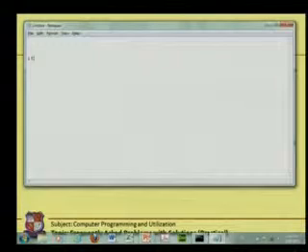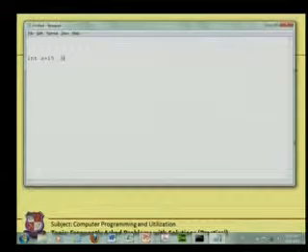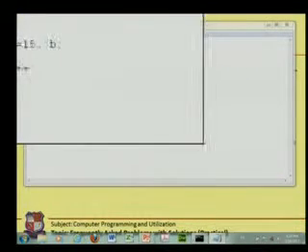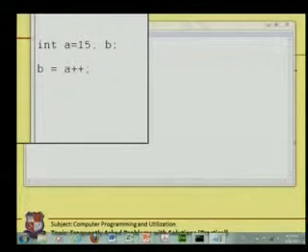If I want to write integer a is equal to 15 and b, and then I'm doing b is equal to a plus plus. In this case, exactly what you have written should be written, because here my intention is I want the value of a as it is into b, and then I want to increment it to 16. And here writing pre or post gives a big difference.